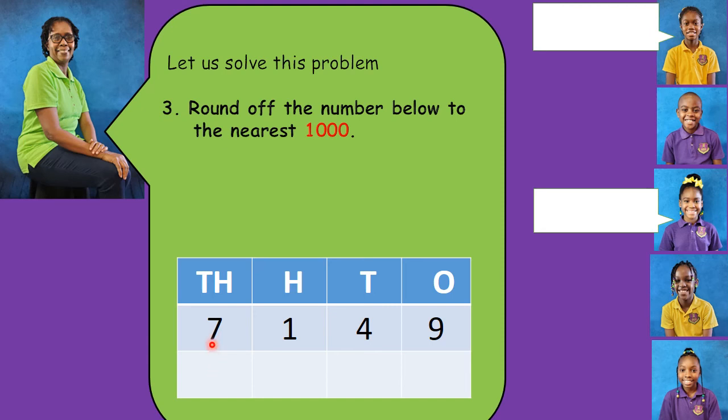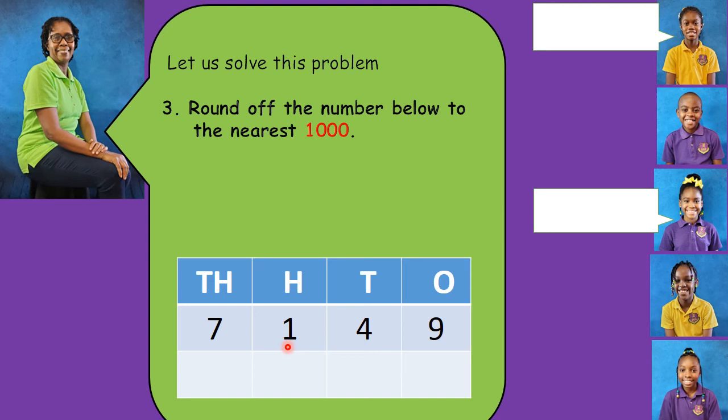Then after we have found our thousands place, we are going to look to the right. And remember, we are looking at the digit that is exactly beside our thousands place. So we are looking at the digit that is in our hundreds place. And we have identified that digit. Now we are seeing a 1. What are we going to do? Are we going to round up or are we going to round down?